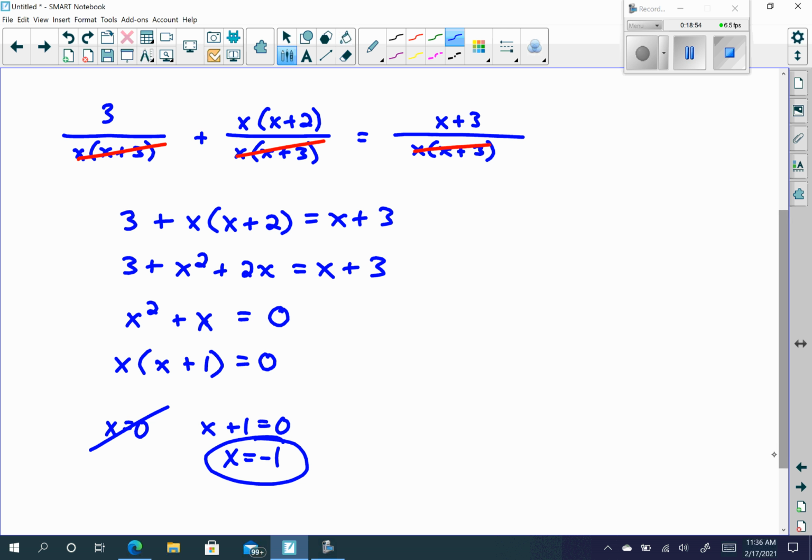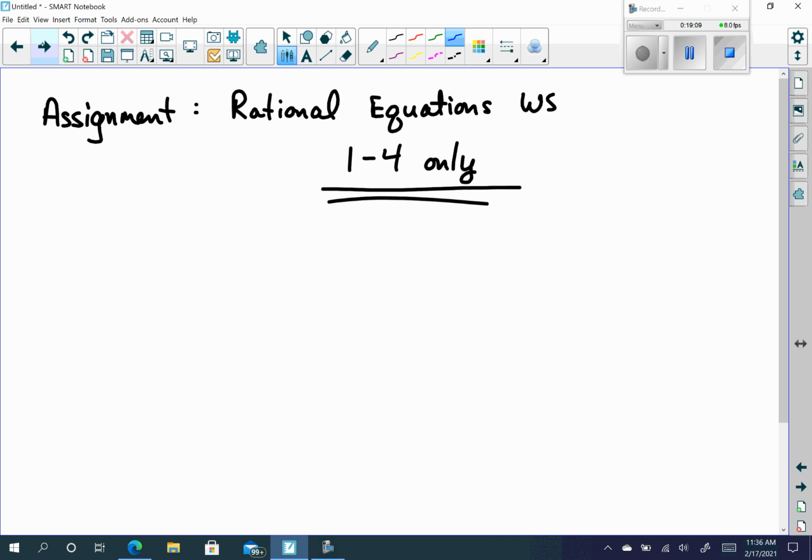All right, so remember, we only cross out denominators once we get everything over that common denominator because it's an equation that we're solving. If I just gave you this left part of this, we would keep our denominators and make one big fraction. All right, so I just want you guys trying problems 1 through 4 only off of this new rational equations worksheet.